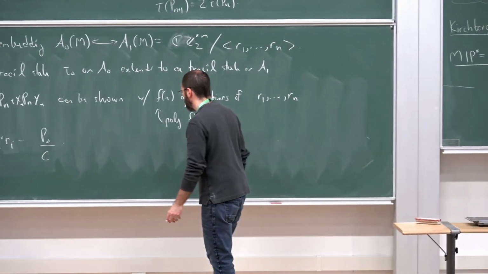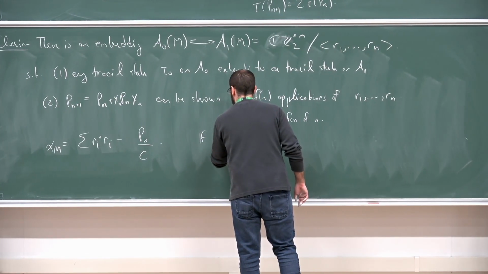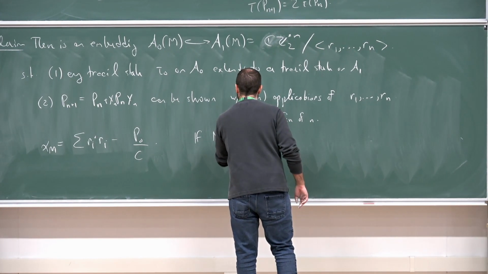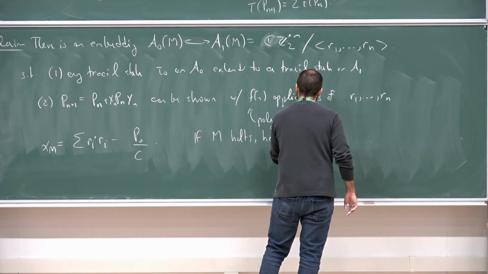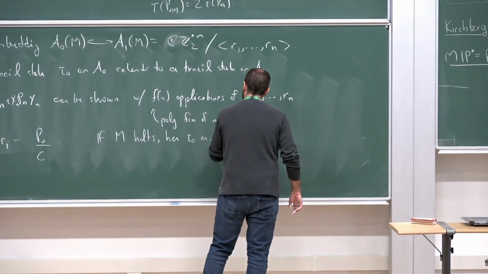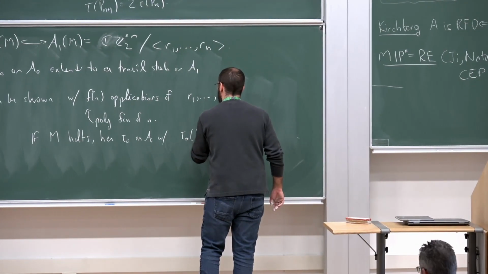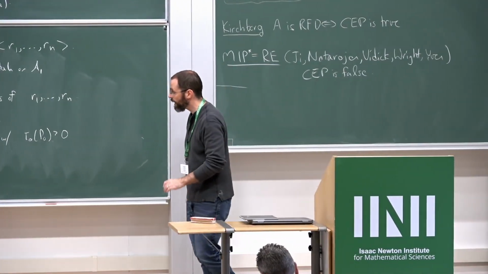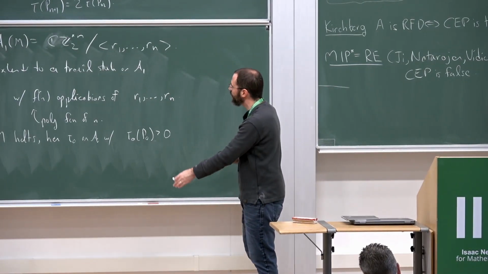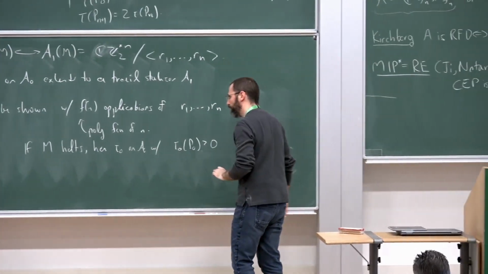Okay, so one direction: if m halts, we have now 0 on A_0 with now 0 of P_0 greater than 0, right? That's what we said. It could be very small in terms of the running time of m, but we have it. So we use property 1, extend it to a tracial state tau on A_1, okay?